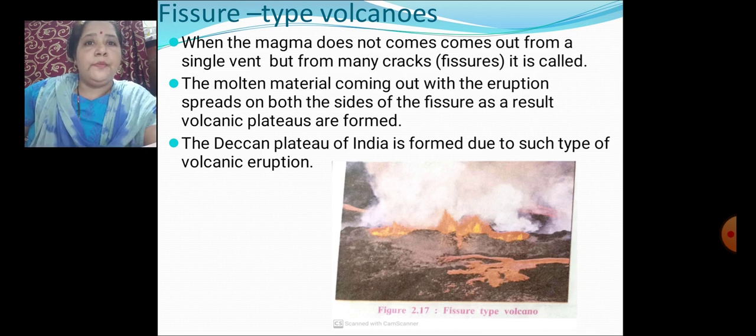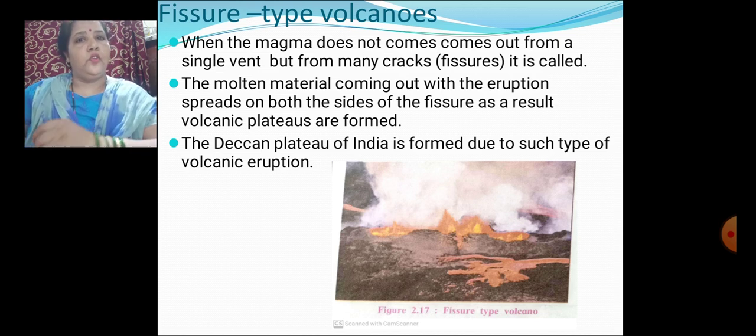The best example in India itself is the Deccan Plateau. The Deccan Plateau of India is formed due to this fissure type of volcanic eruption. So these were the two types of volcanoes: first the conical volcano, and second the fissure volcano.